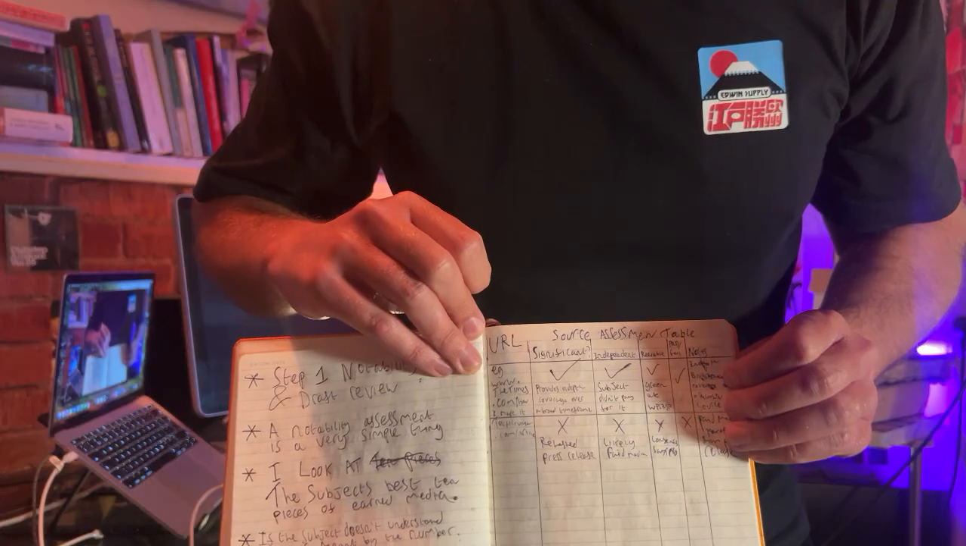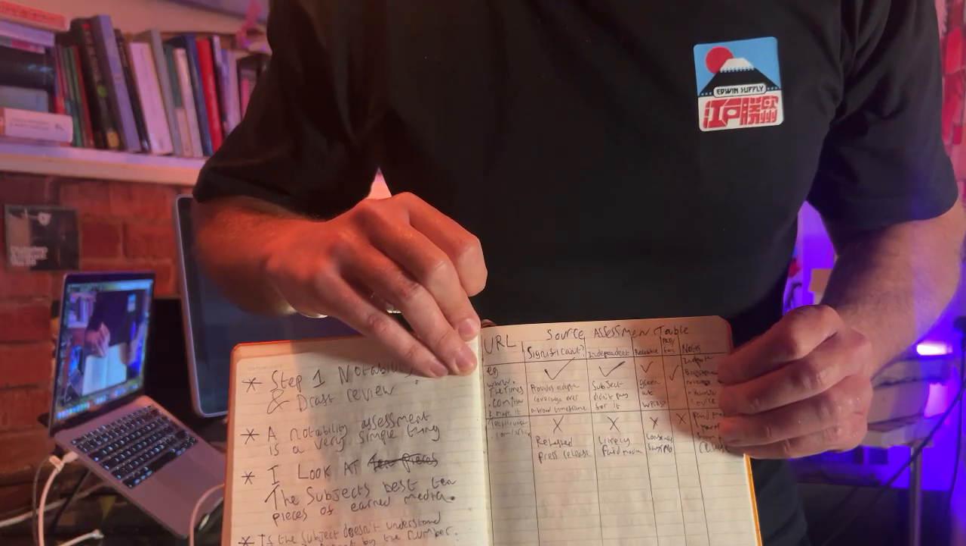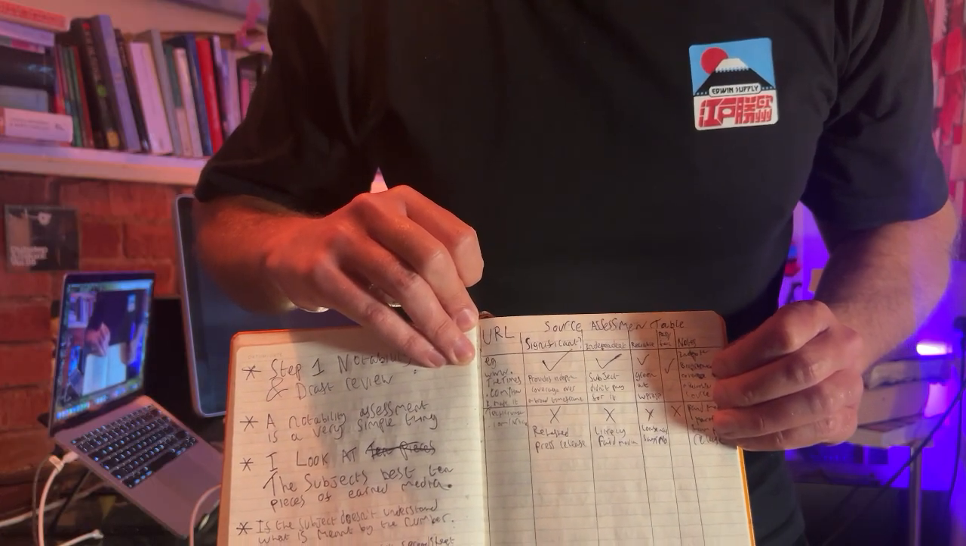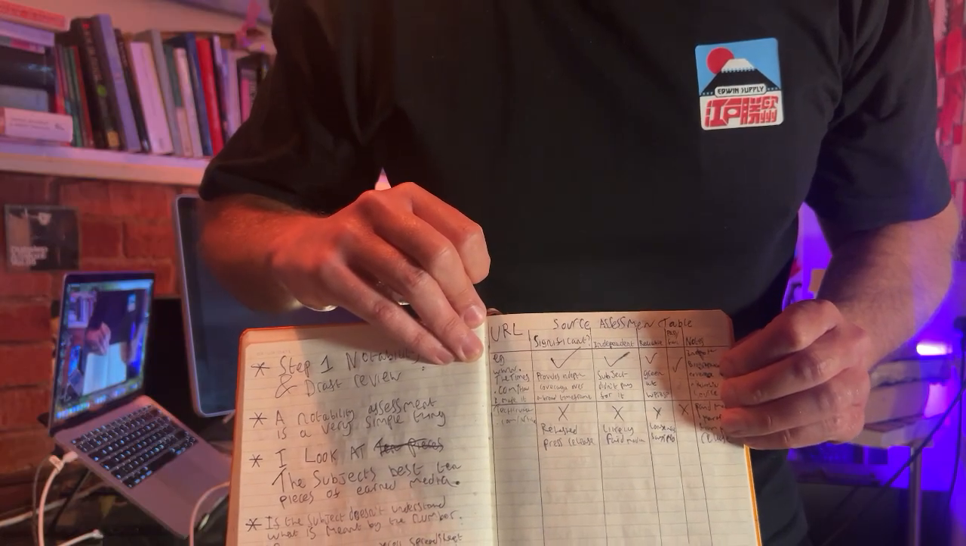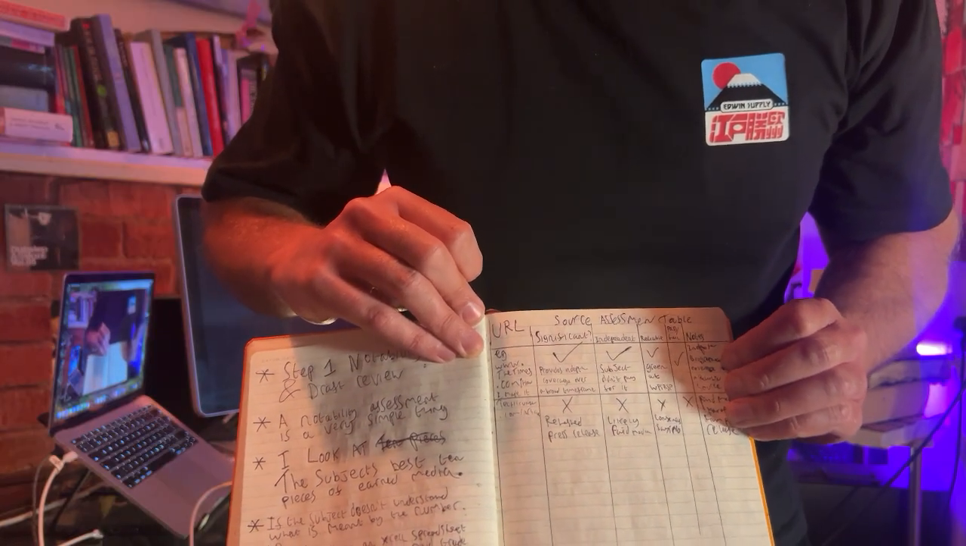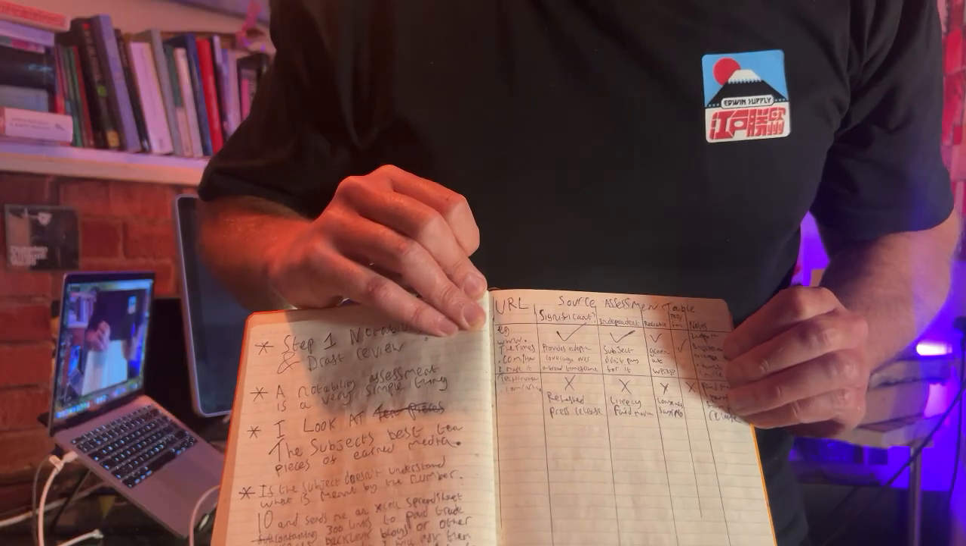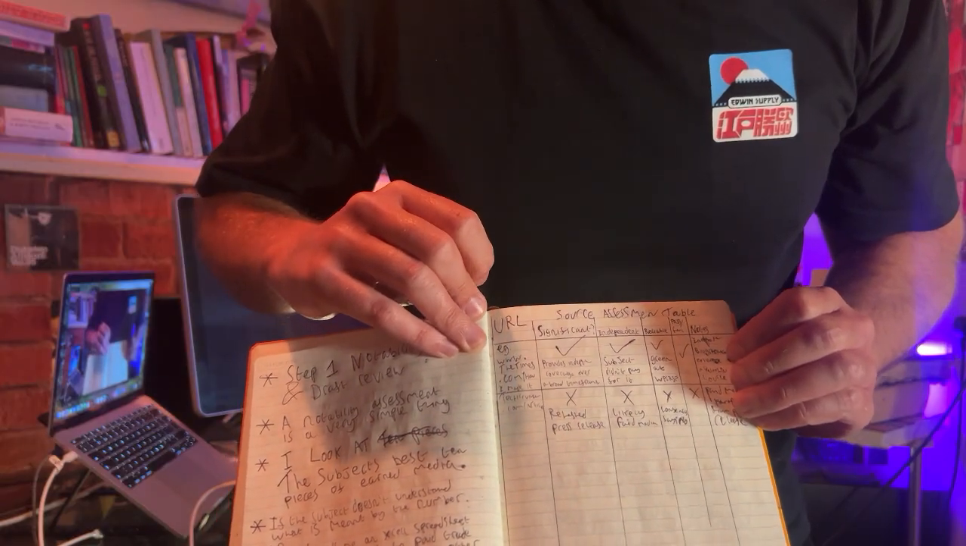If there's any kind of disclosure of conflict of interest, then that's going to obviously render that source non-independent. Is it reliable?